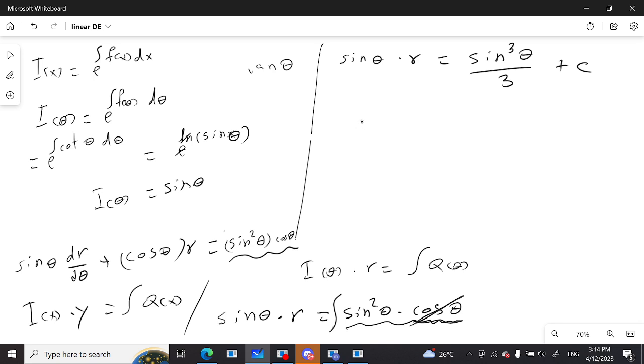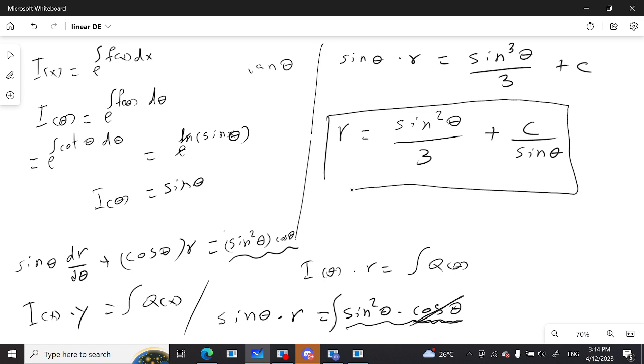Now, dividing by sine theta, we get r equal to sine squared theta divided by 3 plus c divided by sine theta, and that's our final answer.